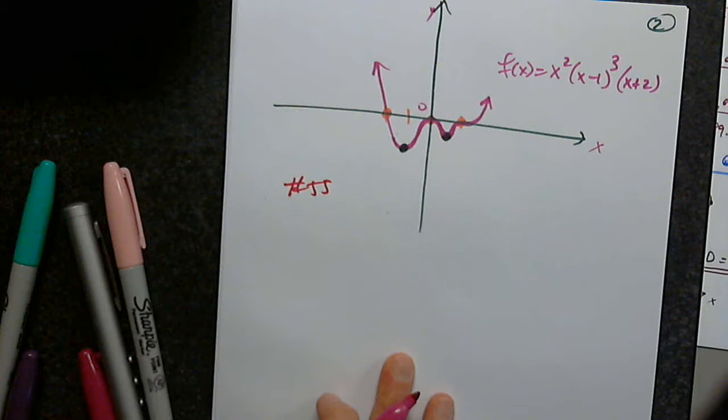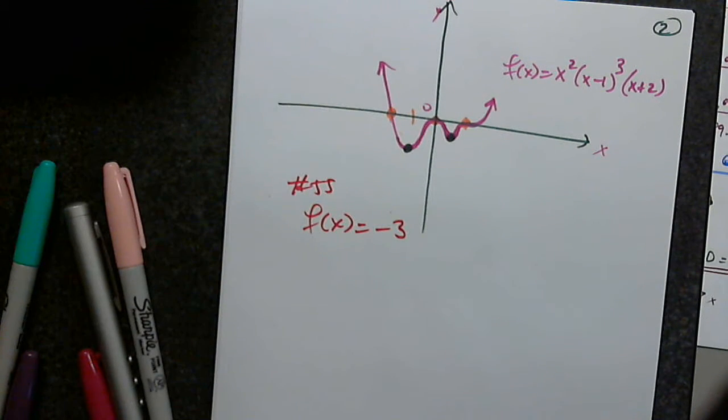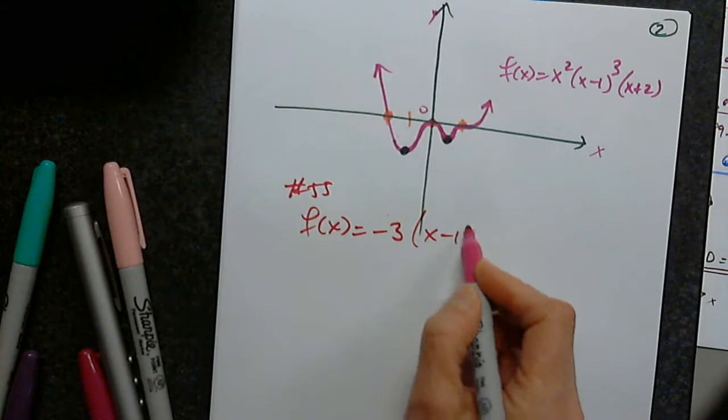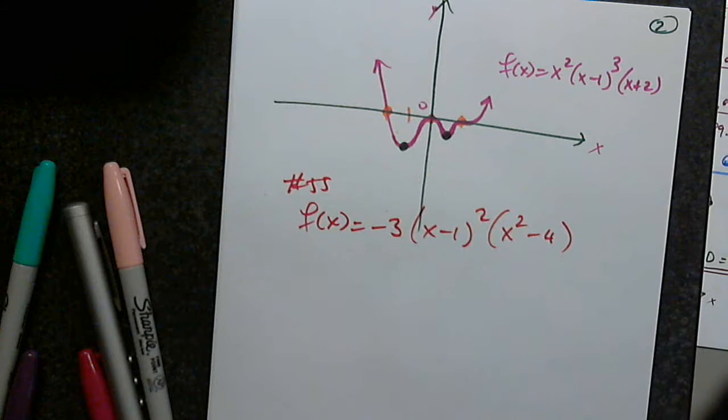Okay. And we have in 55, f of x equals -3, in parentheses x minus 1 squared, and in parentheses x squared minus 4. Notice that I didn't mention anything about symmetry because there is no way with a straight cross here and a slow cross here for the function to be symmetric. Okay, so that was item number 8. So what do I do now?